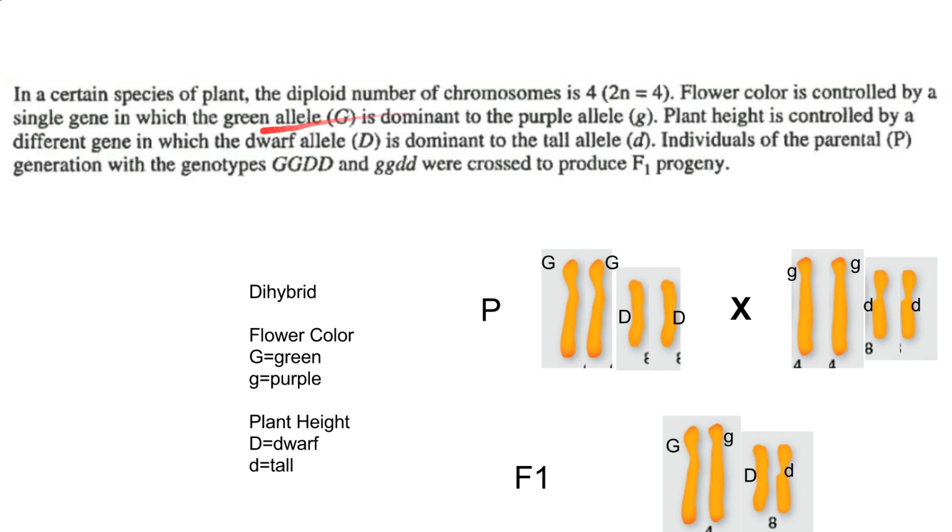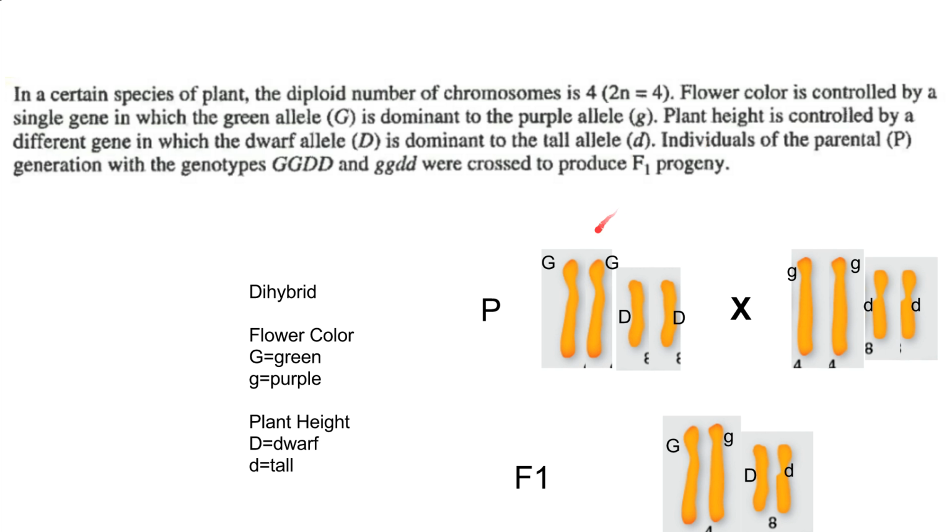Flower color is controlled by a single gene in which the green allele is dominant to the purple. So again, we have this trait, which would be flower color. We've got dominant and we've got recessive, and we're going to use those letters to represent it. Plant height is controlled by a different gene in which the dwarf is dominant to the tall. Individuals of the parental generation with the genotypes GGDD and ggdd were crossed to produce F1 progeny.